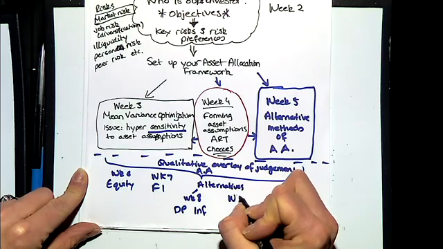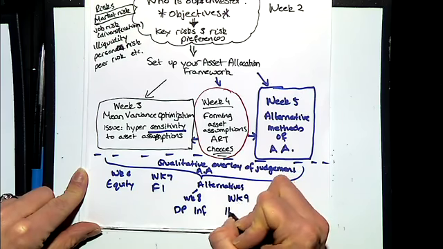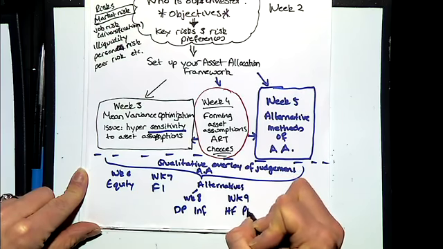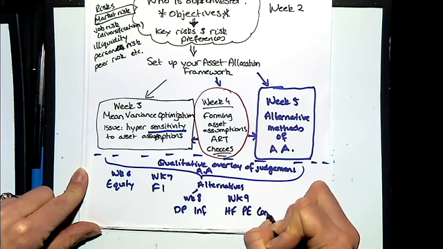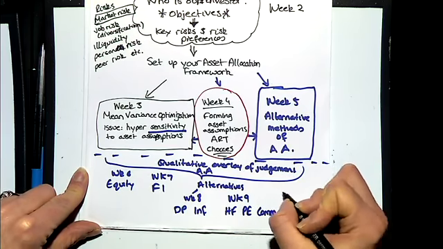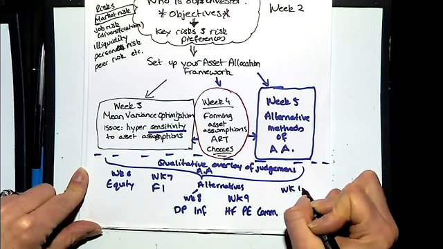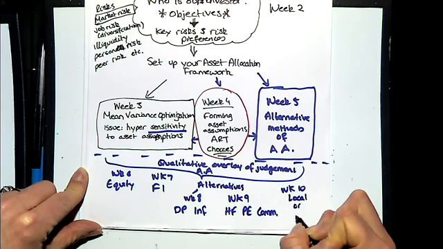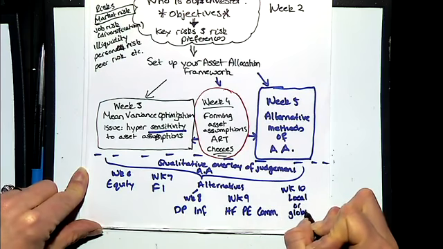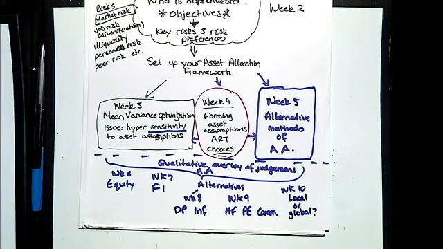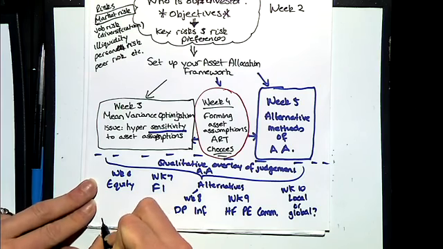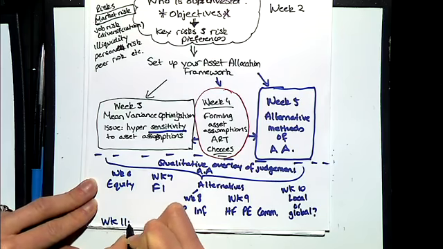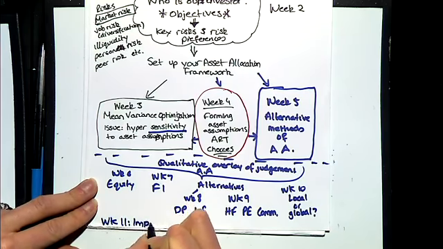In week 9, we look at hedge funds, private equity, and commodities. And in week 10, we look at whether we go local in our investments or global or both. And we look at the issue of currency hedging in overseas investments. Then we finish it off in week 11 by looking at how you actually implement these investments.